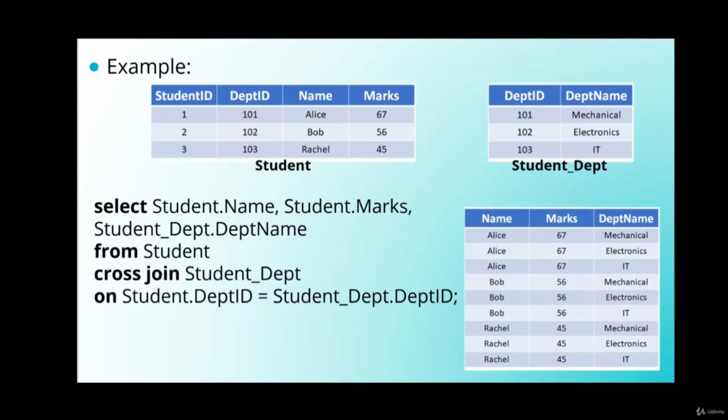So you can see the first row of first table, that is name and marks of Alice, are multiplied with every department name of the second table. Since we have selected only the department name from the second table, it is multiplied only with the department name column. You can see Alice has also been allotted mechanical, electronics, IT departments. So in this way, every row of table 1 is multiplied with every row of table 2 in cross join.